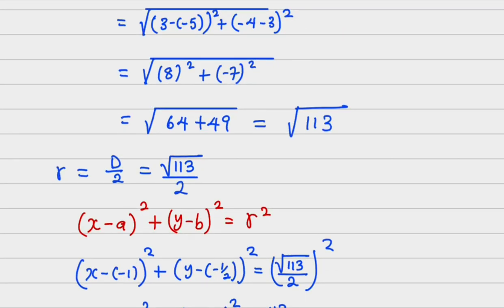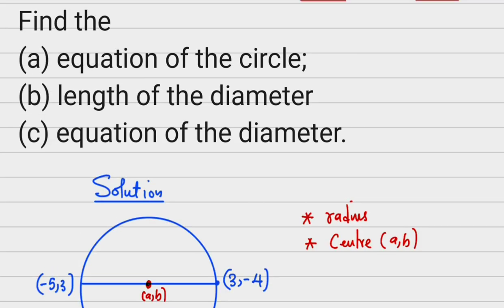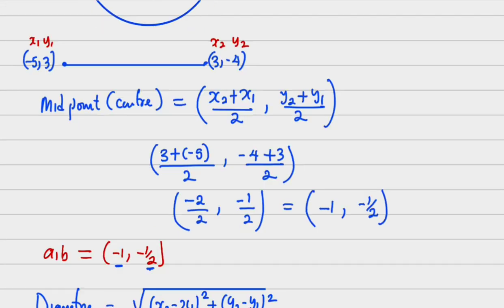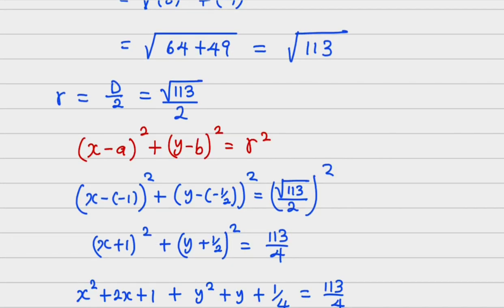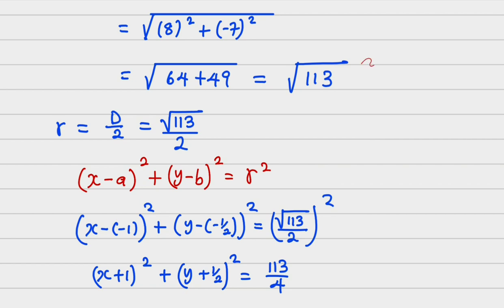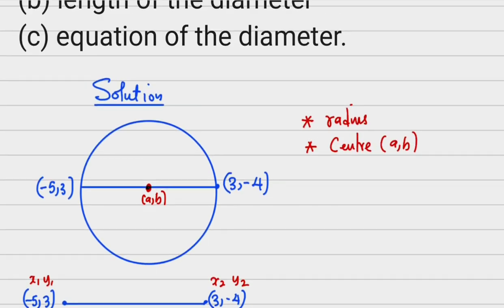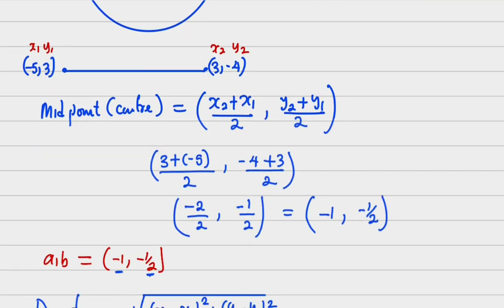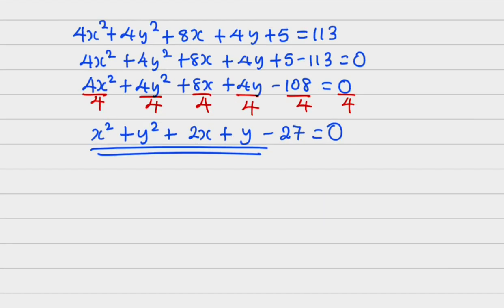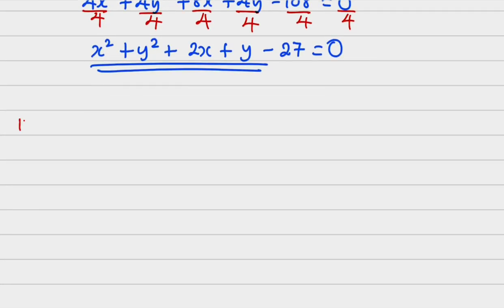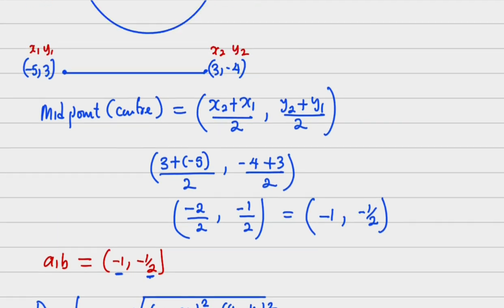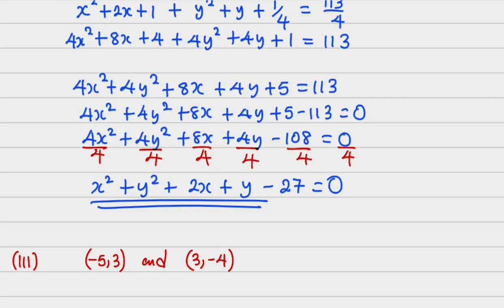And don't forget that the second question says we should find the length of the diameter. We've actually found the length of the diameter already, so we are okay. Then what is the next thing? The equation of the diameter. Let's not forget the endpoints of the diameter: we have (−5, 3) and (3, −4), if I'm not mistaken. Let me check. Okay, I'm correct.